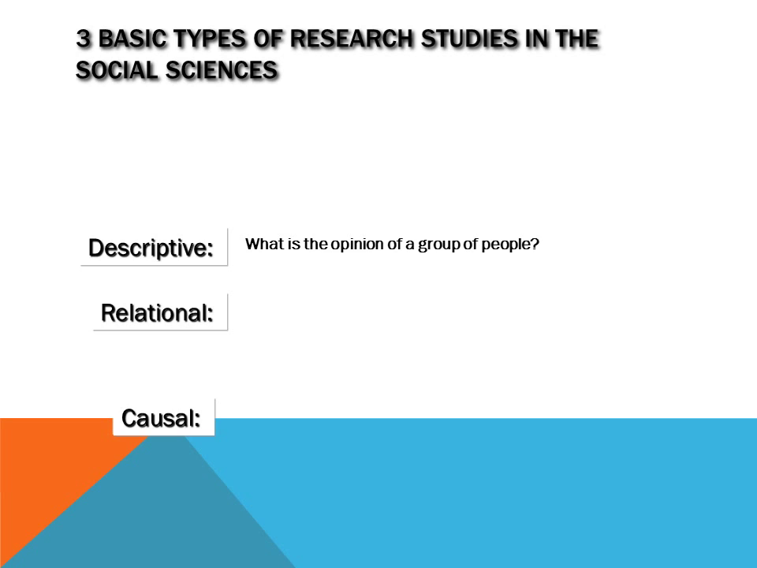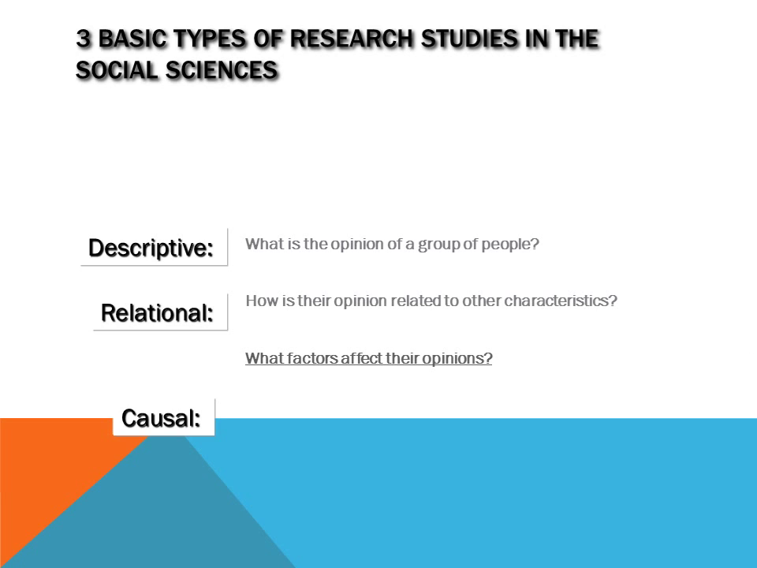That's a descriptive study. The second type of studies are what I call relational studies. In relational studies, we try to relate their opinion to some characteristic. So we could say, what do males or females think about Hillary Clinton? Or what do Democrats or registered Republicans think about Hillary Clinton?